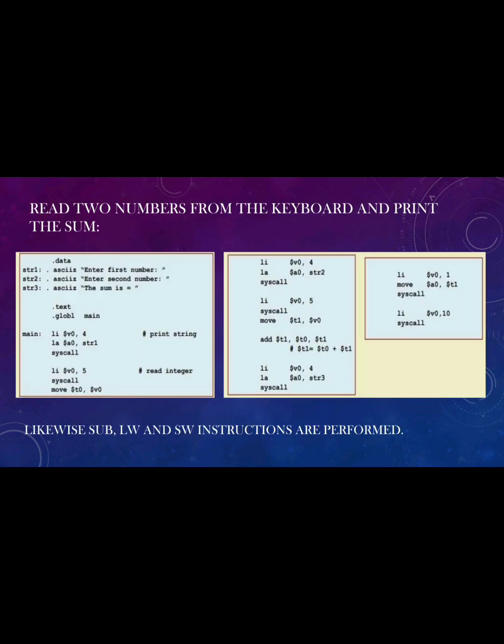Now in the next example, that is, read two numbers from the keyboard and print the sum. Here it is user defined input, so we use strings, and for the strings we use ASCII values, that is, enter first number, enter second number, and the sum is. The code remains the same, but this syscall executes the system call to print the string in $a0. Likewise, sub, load word and store word instructions are performed.